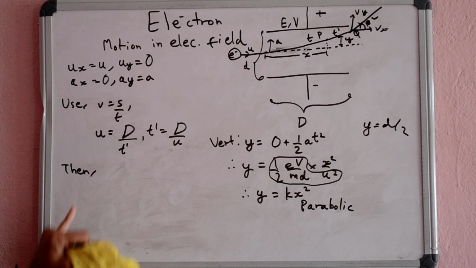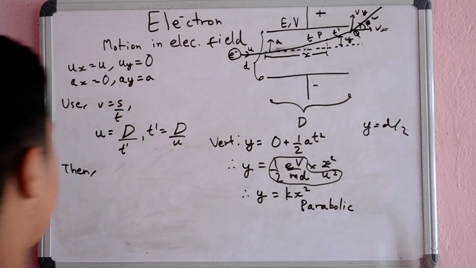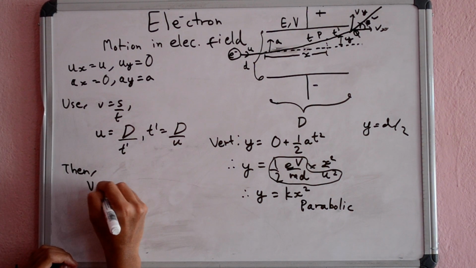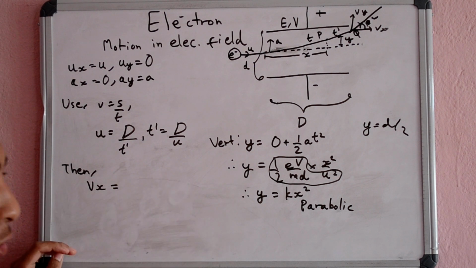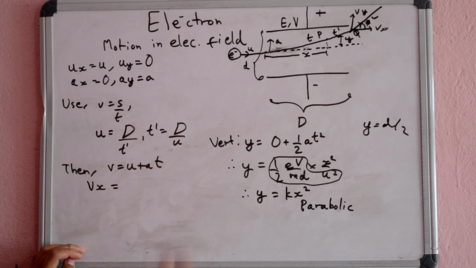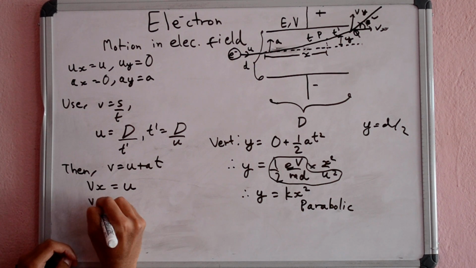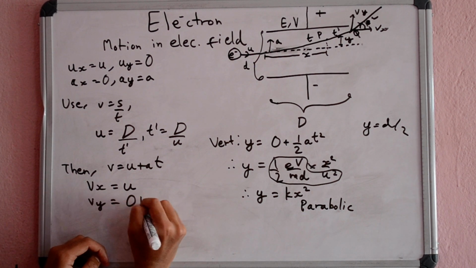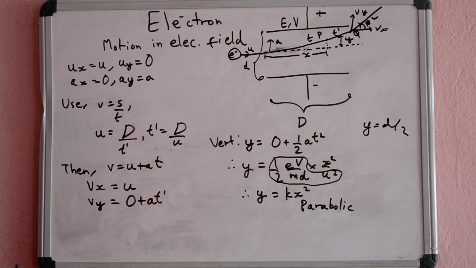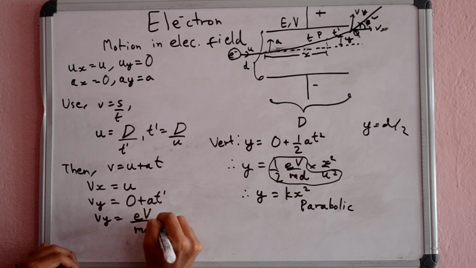Then we also have v, vx and vy. We want to find out what is vx and what is vy. So now we have first one component vx, which is, we can use v equals to u plus at, right? And here this is just equals to u because acceleration is 0, and vy is equals to 0 plus acceleration into time dash, because again initial velocity is 0. So vy is equals to eV by md into d by u.